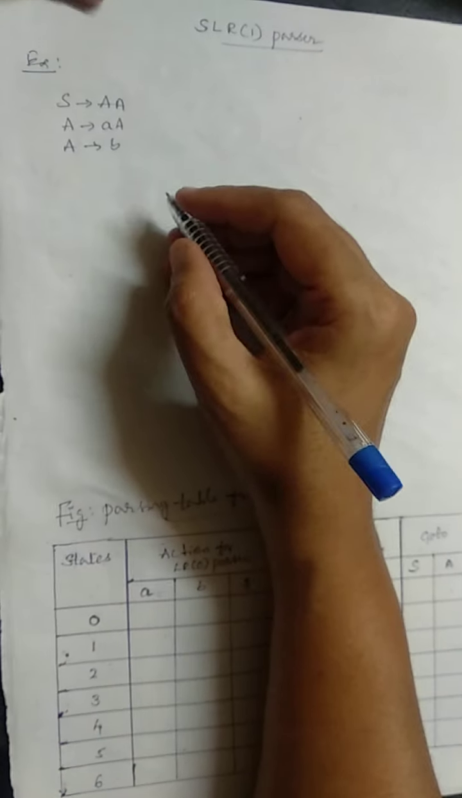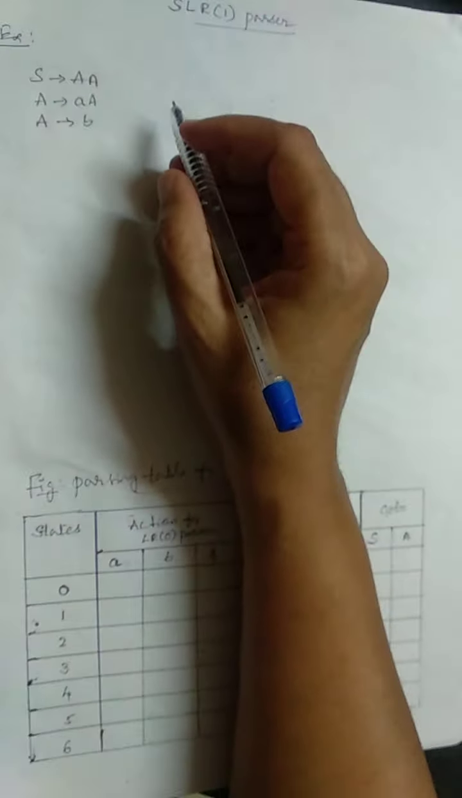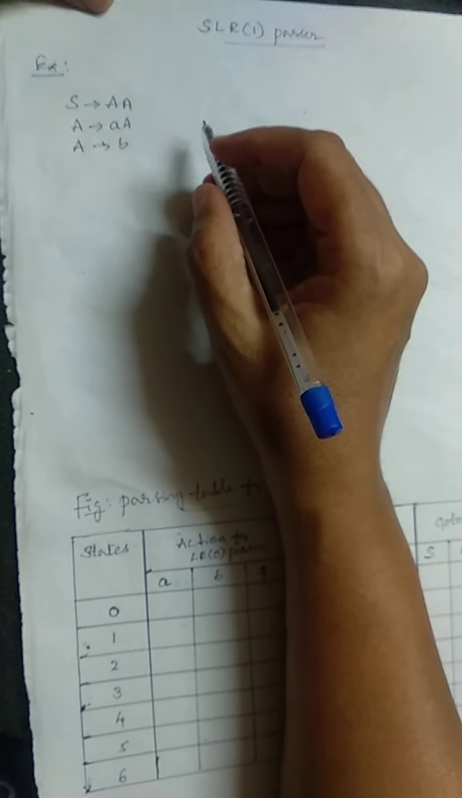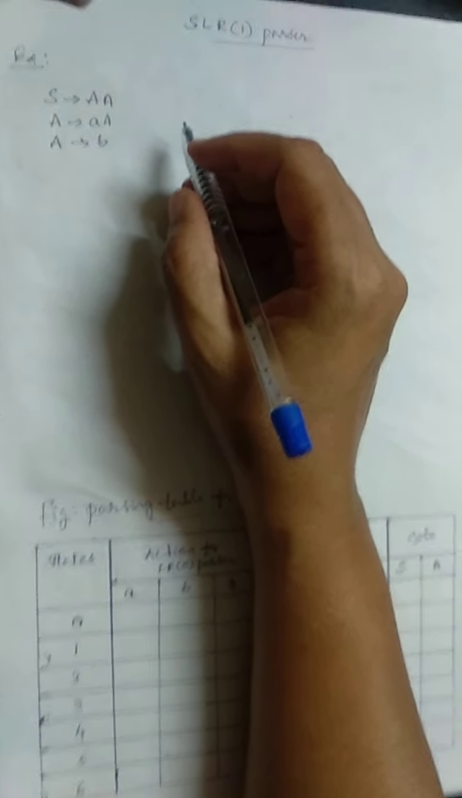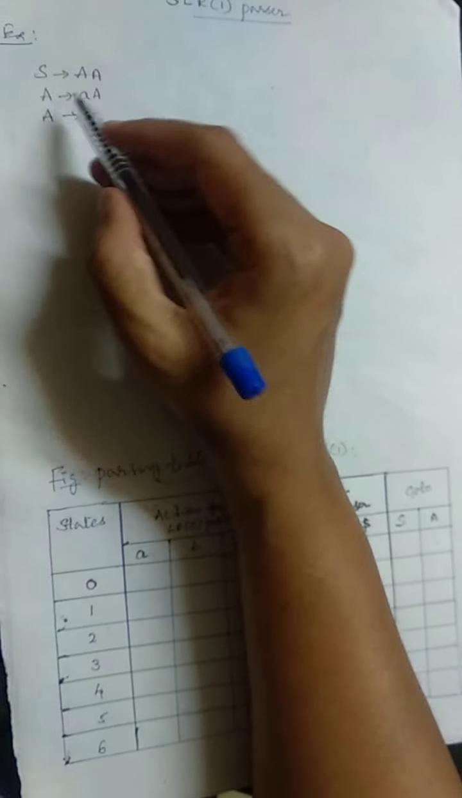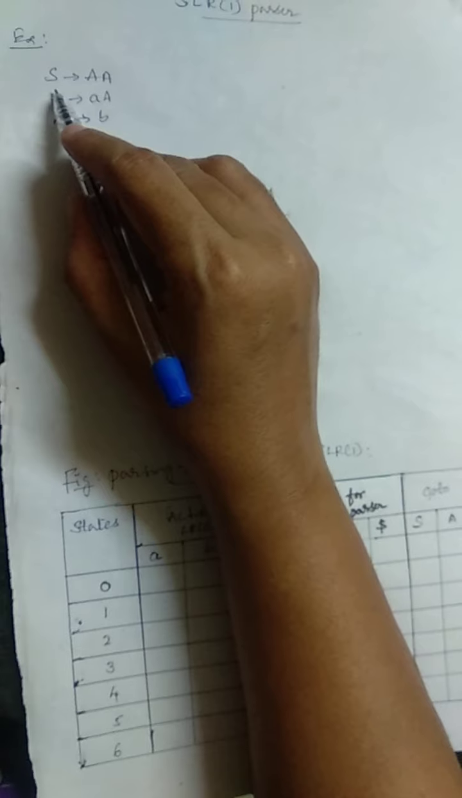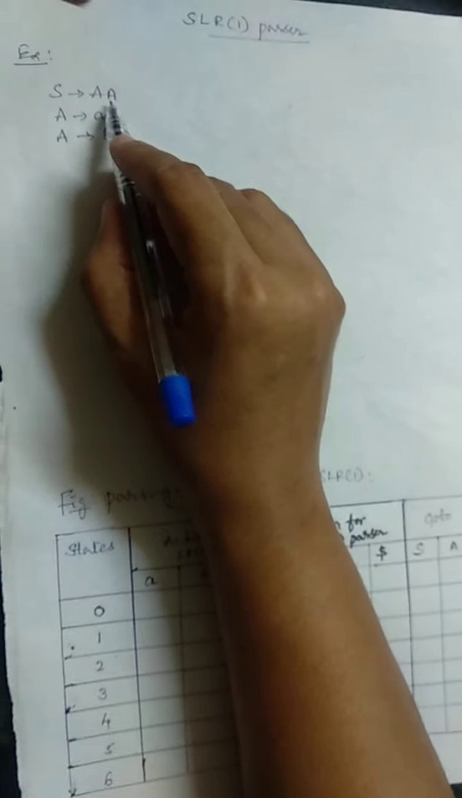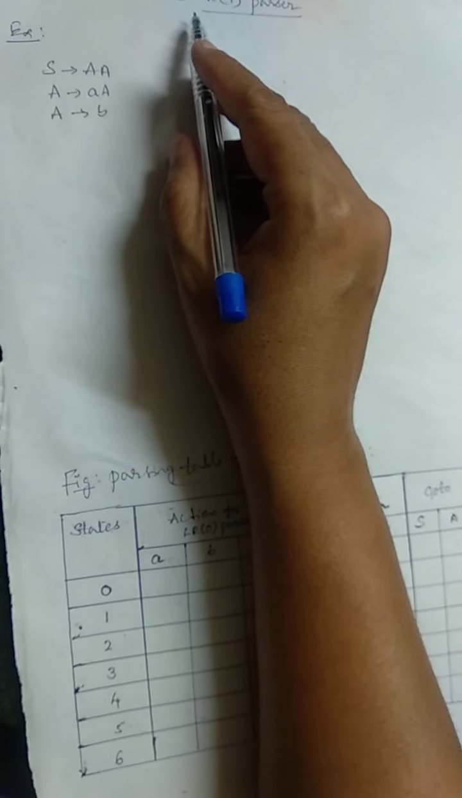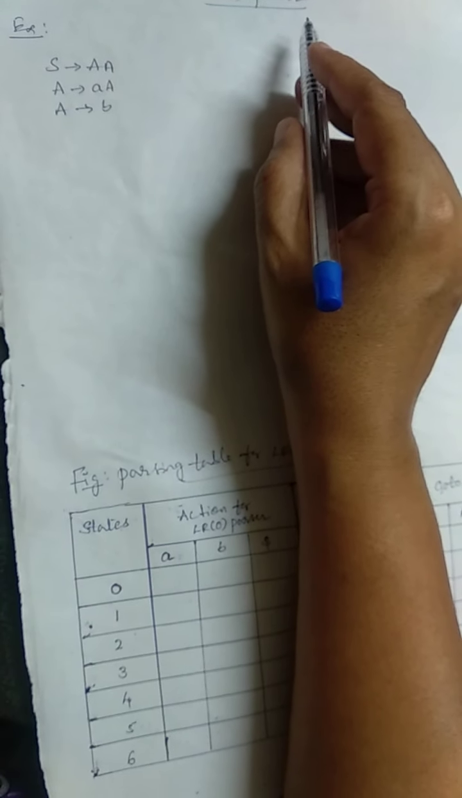Hello everyone, welcome back. Next we discuss SLR1 parser. In the previous video we discussed the LR0 parser. In that LR0 parser I considered a grammar like S implies A, A implies... The same example I have considered here to construct the SLR1 parser again.